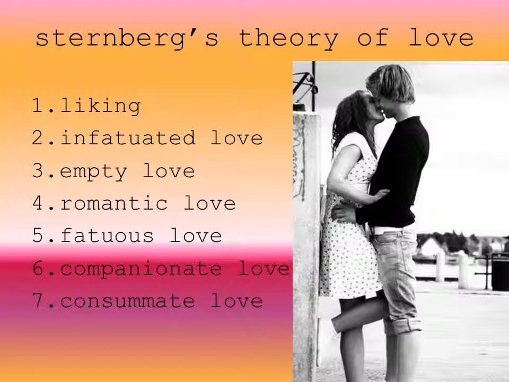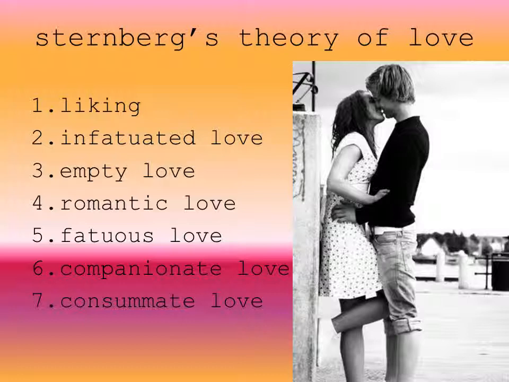And then fatuous love, number 5, includes passion and commitment, but not intimacy. And he said this is like whirlwind courtships, marriage where commitment is motivated by passion, but not intimacy. Then there's companionate love, which is composed of intimacy and commitment. And Sternberg said you find this in marriages over the long term. It's not unusual for passion to fade, but intimacy and commitment don't. He actually referred to this type of love as a deep affection.